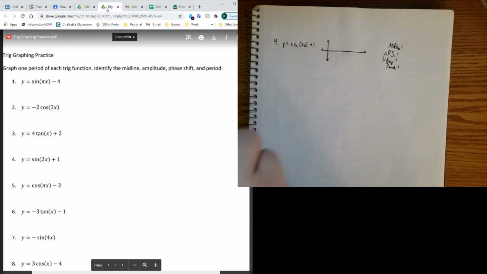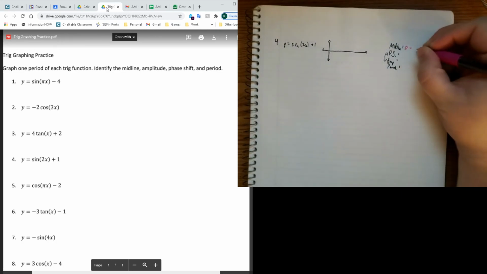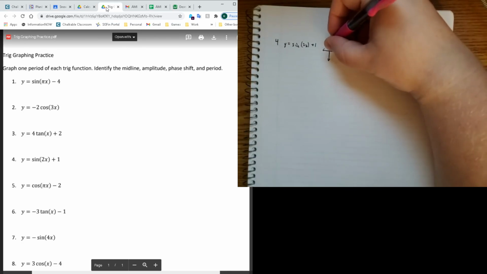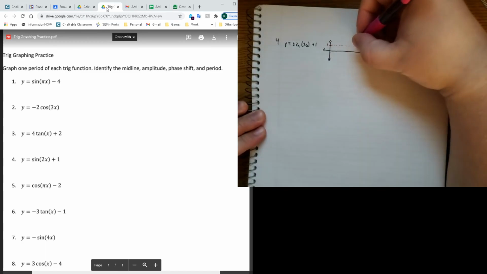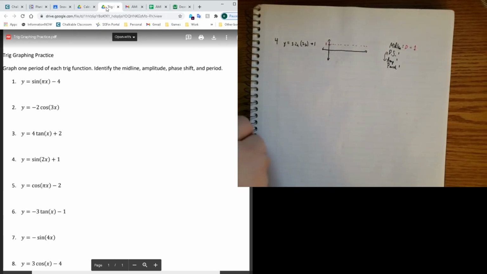So, let's try it out. First things first. Midline. Midline is based upon the d value. In this case, my d value is at positive 1. This tells me that when I go up 1, it's going to be where the center of this graph is going to be. So come up here to 1. Looking good.